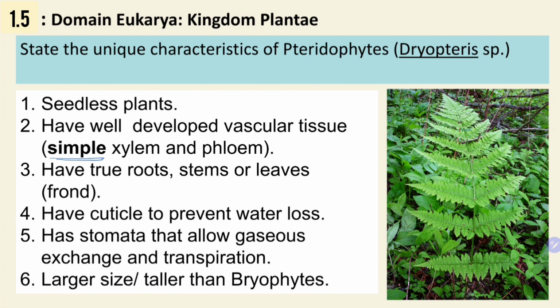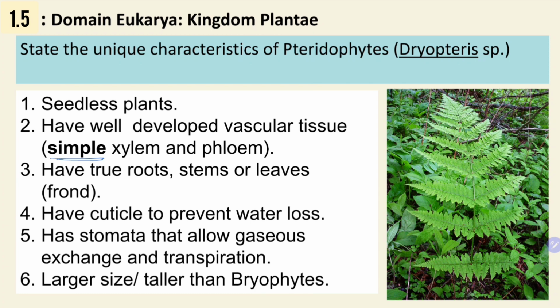Pteridophytes also have stomata in the leaves that will allow gaseous exchange. So when there is gaseous exchange, there will also be the process of transpiration. As long as the plant has xylem, usually it will have stomata. And then the stomata will allow transpiration. Transpiration is very important to initiate movement of water inside the xylem tissue from roots to shoot.